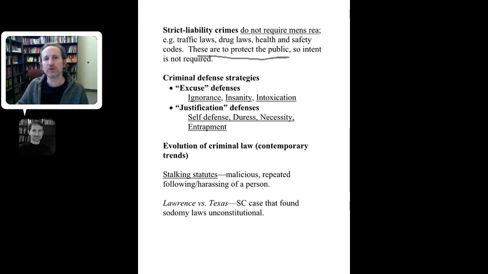There are two generally different organizational principles for criminal defense strategies. You can either have an excuse type of defense or a justification. Ignorance does not normally work as a very good excuse for a crime. Sometimes you can plead it, but a lot of the time you're held responsible for knowing the law. Insanity is very tricky because the idea is that you were not mentally able to understand what you were doing as a crime.